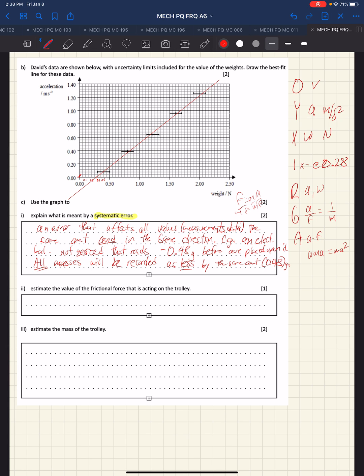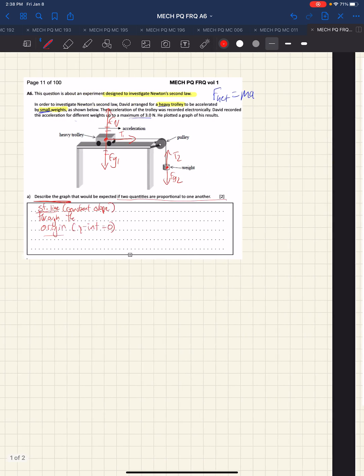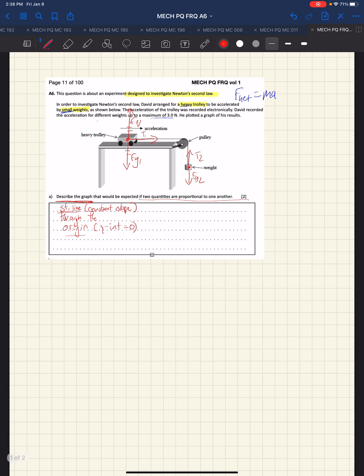Now we are asked to estimate the value of the frictional force that is acting on the trolley. Well, wait a moment. We said something about no frictional force mentioned before. Well, it says there is a frictional force. Let's go back to our setup and analyze what's going on here. If there is no friction and we put even the most tiny weight on this, the cart and the mass system will accelerate. And all that will happen is as we add more and more weight, the system will accelerate more quickly.